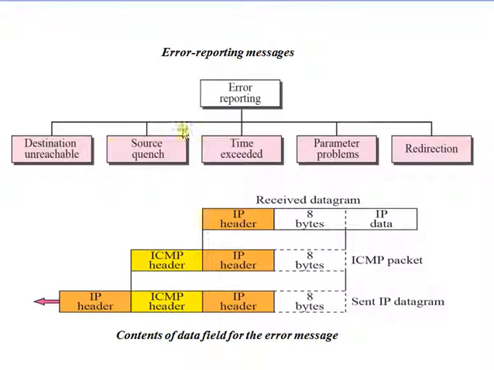Now, we begin with error reporting messages. Error reporting messages are broadly classified into 5 types: destination unreachable, source quench, time exceeded, parameter problem, and redirections. The content of the data field for error reporting messages: here the datagram is received, here is the ICMP packet sent, and this is the IP header.